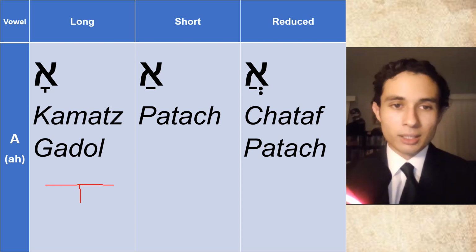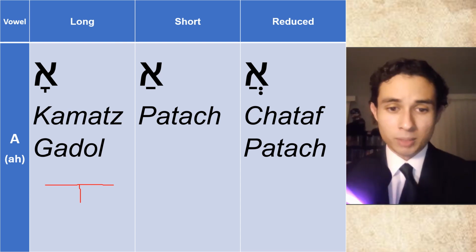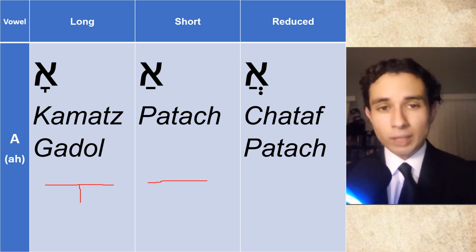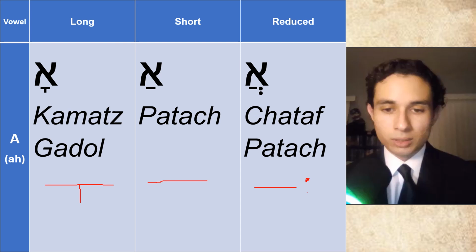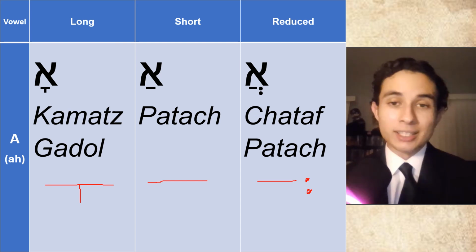Then the short vowel is called a patach, which basically just removes the bottom line from the kamatz gadol, and it's just a horizontal dash under the letter. Finally, the reduced vowel is the chataf patach. This literally means the reduced patach, and what it does is it adds two vertical dots. So here's the first one. I'll try to make these dots noticeable. So there's the chataf patach. Actually, let's put the line a little above. There you go. Anytime you see these three marks under a letter, it indicates an ah sound.